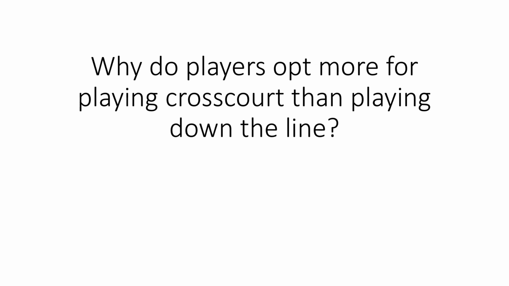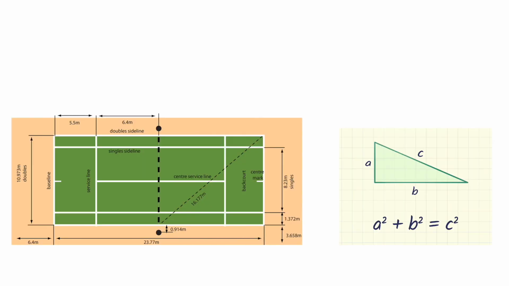Why do players opt more for playing cross court than playing down the line? By using Pythagoras' theorem in calculations, we realized that the players can gain up to 1.4 meters in court length by playing the ball diagonally across the court. This enables the players to hit with more power while risking less. This is why playing cross court is considered playing safe.